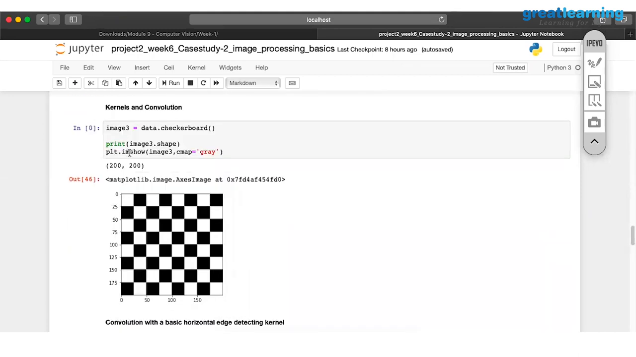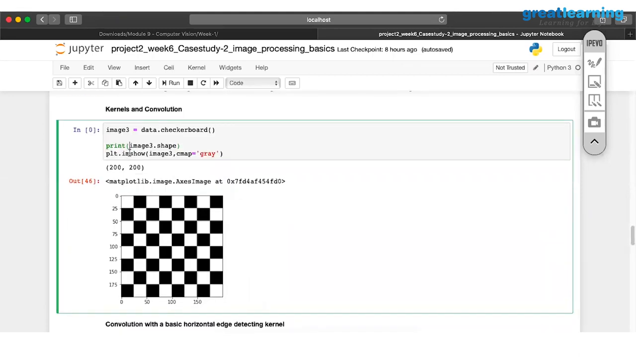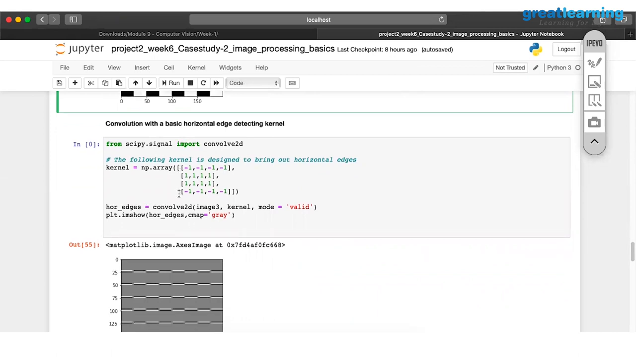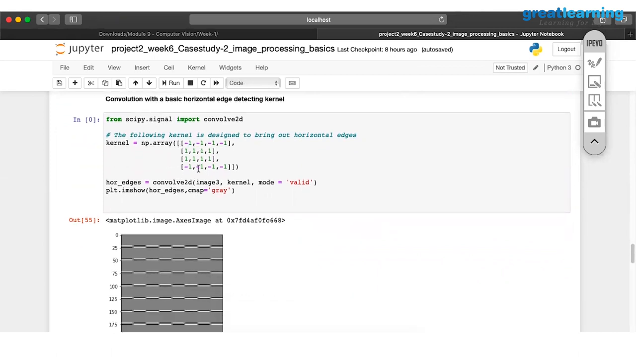Yeah, so let us say this is one image given to us. These are the filters that I am going to multiply this image with. So have a close look at this particular filter. This is how it looks.